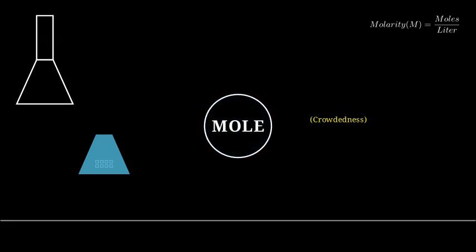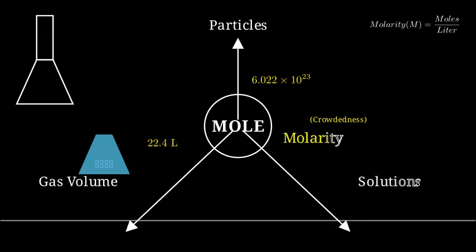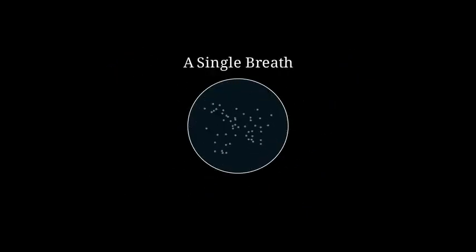So how does it all fit together? Imagine the mole as the central hub of a wheel. From this hub, we can travel in any direction. If you have the number of particles, Avogadro's number is your path to the mole. If you have a volume of gas, the molar volume of 22.4 liters is your path to the mole. And if you have a liquid solution, molarity is the connection. The beauty of the mole is that it turns the invisible, chaotic dance of atoms into something we can calculate with perfect precision. It is the universal language of matter.